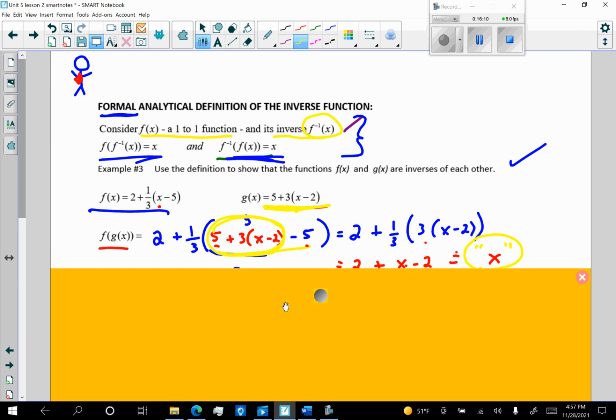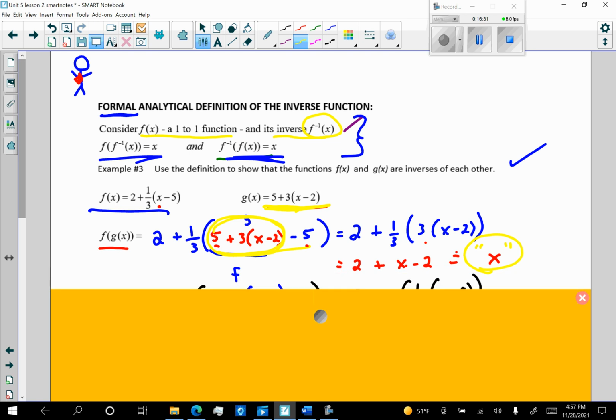And so now I'm going to do some basic arithmetic here. If I look inside the parentheses, 5 minus 5 is 0. So I have 2 plus 1/3 times 3 times x minus 2. And this is 1/3 times this product. 1/3 times 3 is just 1. So what do I have? I have 2 plus x minus 2. 2 minus 2 is 0, and I have x. So now I have shown that f of g of x is equal to x.